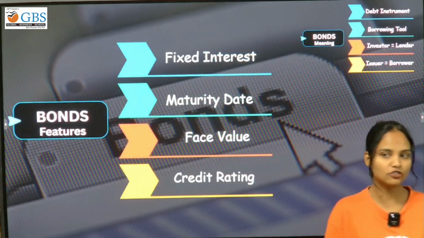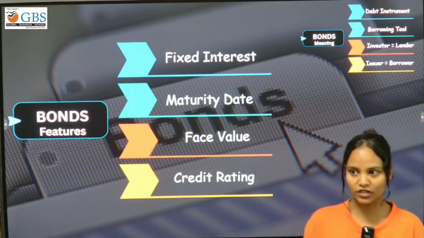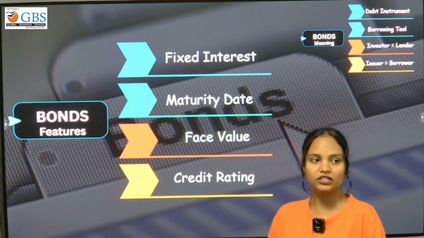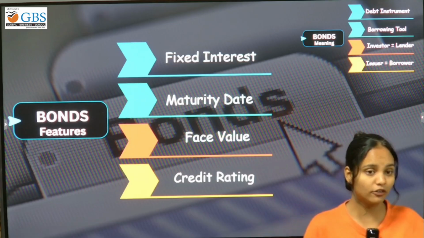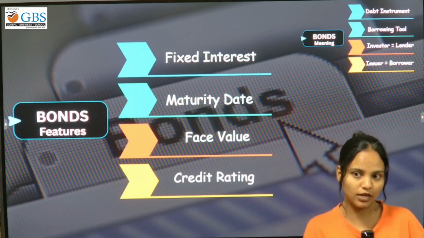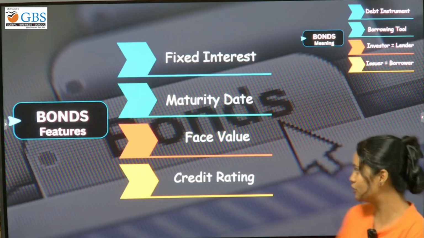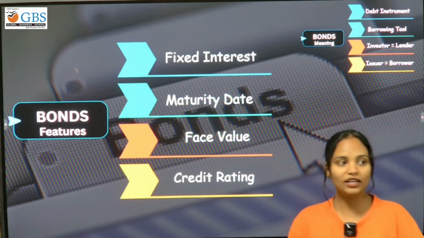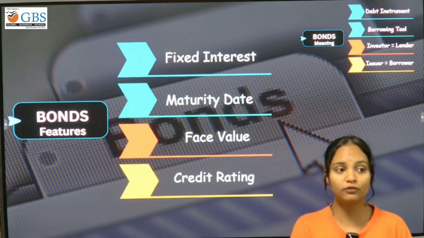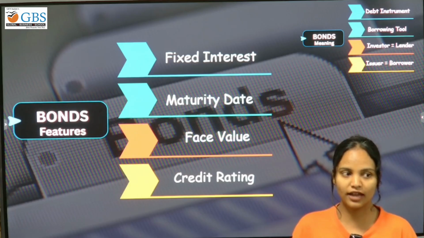First one is the fixed interest rate. In this, the interest rate will be fixed, and the maturity date will be a fixed period of time. It may be 1 year, 2 years, or last for 5 years also. And comes the face value. While issuing the bonds, the value will be fixed. At this price, the bond will be issued.